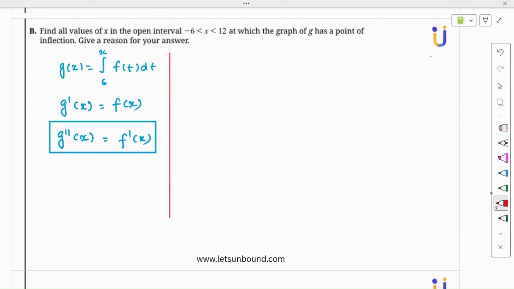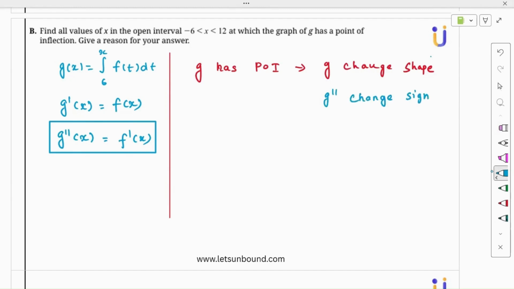So focus here. I need g to have a point of inflection. So g has to change its shape. If g has to change its shape, then g double prime changes its sign. At some point, it will change sign. So that's one thing. Okay, but I need to convert this into the f part, right?